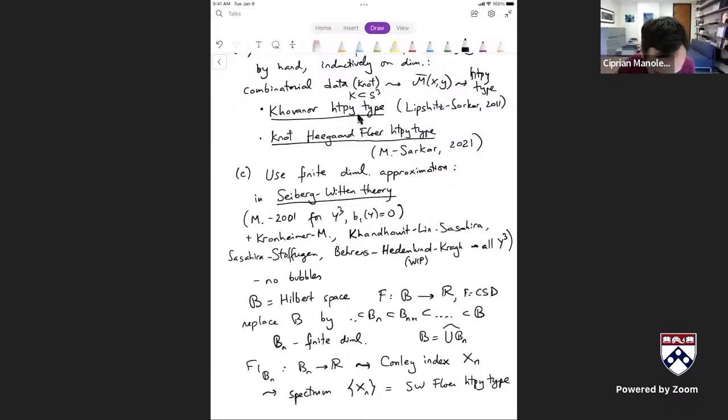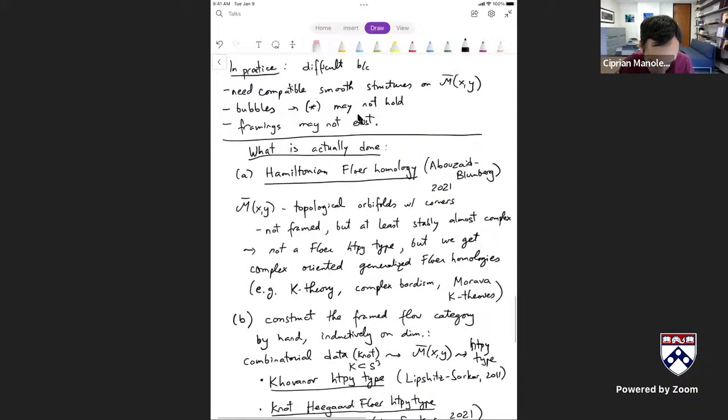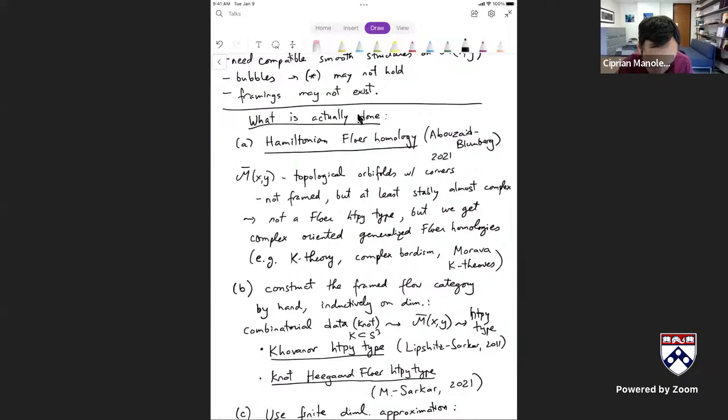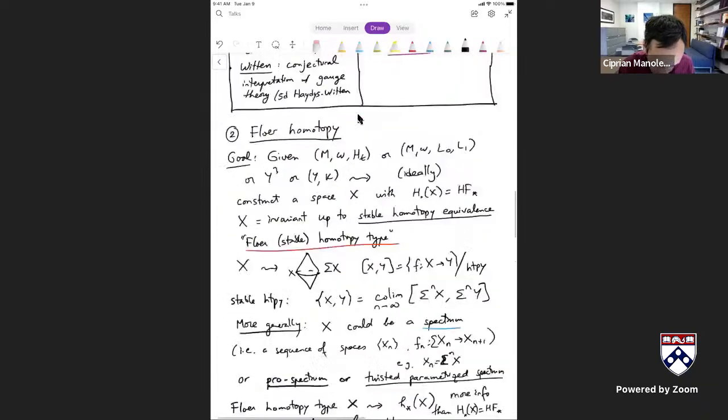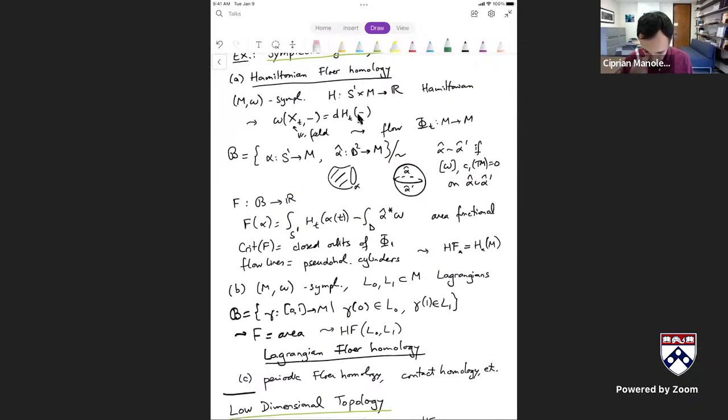Okay, so we discussed the ways of constructing it. Again, it was done in Hamiltonian Floer homology. Maybe I should go back for a second and review when such things exist and when they don't exist. So this is sort of done. This means there exists some Floer homotopy type, not quite. There is just something weaker that allows you to do some generalized homology theories, but that's the best you can possibly hope to get, just because of the framings.